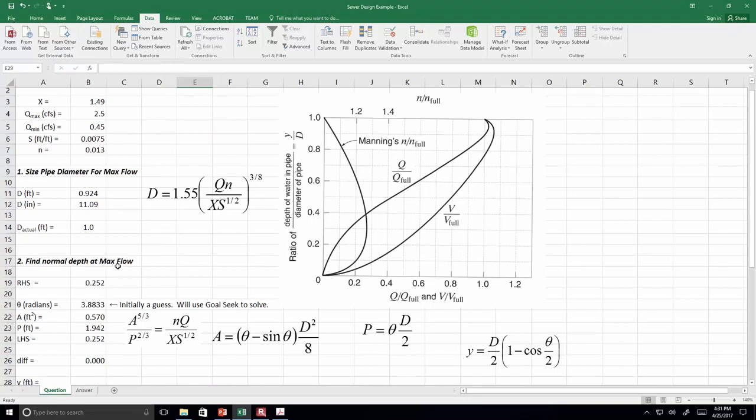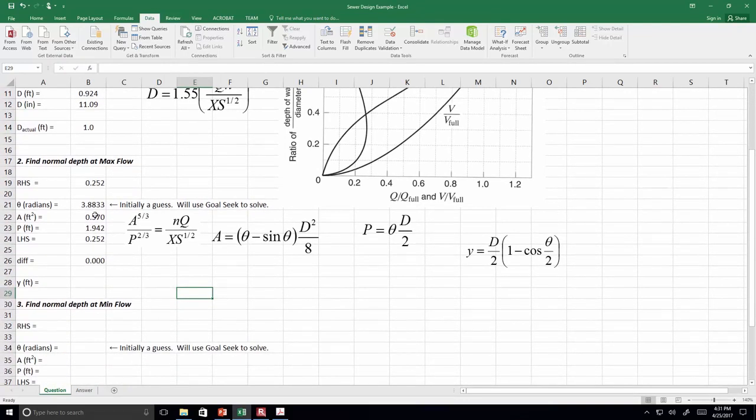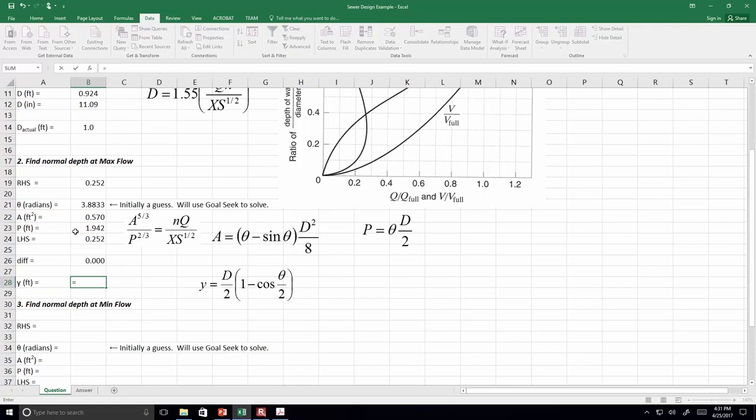All right, so we know what the angle is going to be, so now we can substitute this formula in to find the actual flow depth. So it's going to be the diameter that we're building the pipe to. So we're actually going with a 1-foot diameter pipe, divided by 2, times 1 minus cosine of the angle divided by 2. Okay, so the flow depth is going to be 0.681 feet.